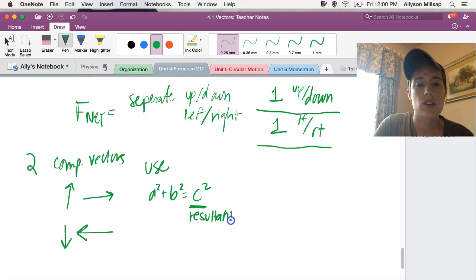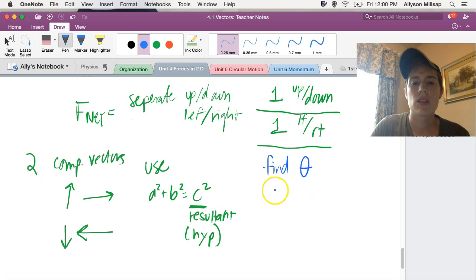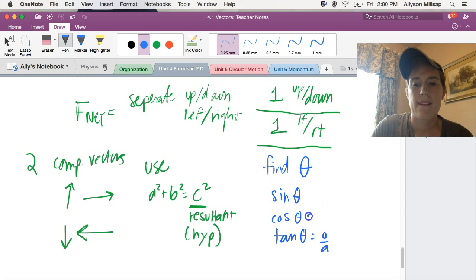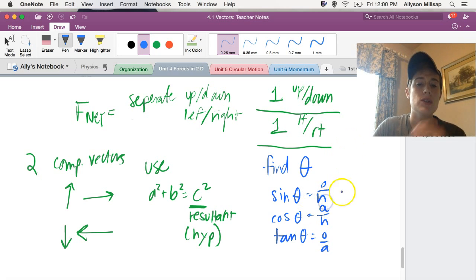Your resultant vector is always going to be your hypotenuse. Once you find that, you can find your angle by using those formulas that we talked about. And you can always go backwards too. So if I want you to find the component vectors, you can start by using this first and then go back and find your component vectors.